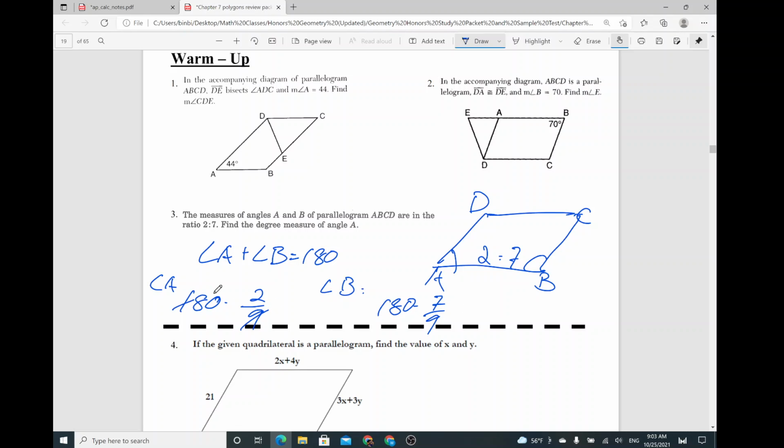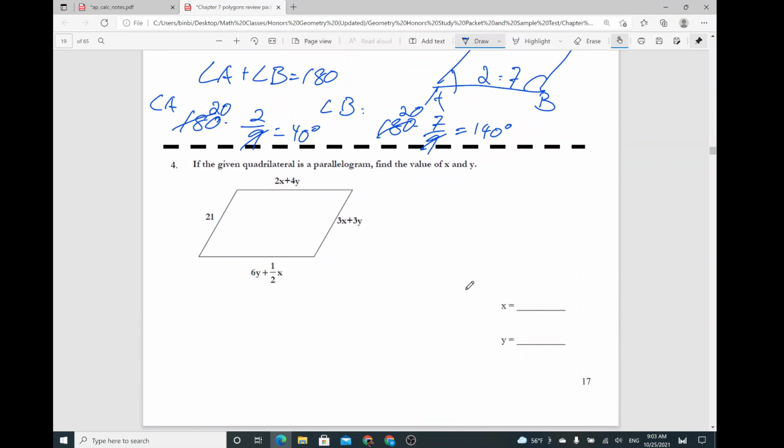So 9 goes into 180 20 times, so 20 times 2 is 40. So angle A is 40 degrees. Angle B, 9 goes into 180 20 times, so it's 140 degrees. Okay, so that's how you come up with this. And the rest of this is quite similar to what we've been doing, solving for x and y with a system of equations, but we have to apply the properties of a parallelogram.